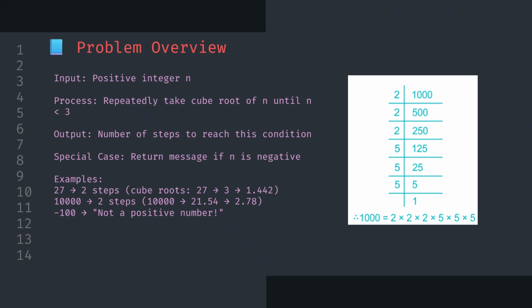We start with a number and keep taking its cube root until it becomes less than 3. For positive numbers like 27 and 10,000, we count the steps needed. If the number is negative, we return a message saying it is invalid. This is a straightforward loop with a simple exit condition.